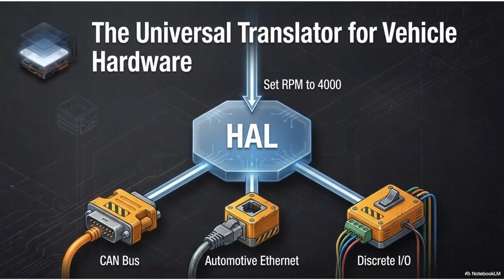This is the hardware abstraction layer. This is the translator of our system. The HAL allows our software to talk to the car's hardware. It's critical because it lets us run the same test on a virtual car or a real physical vehicle without changing the test itself.